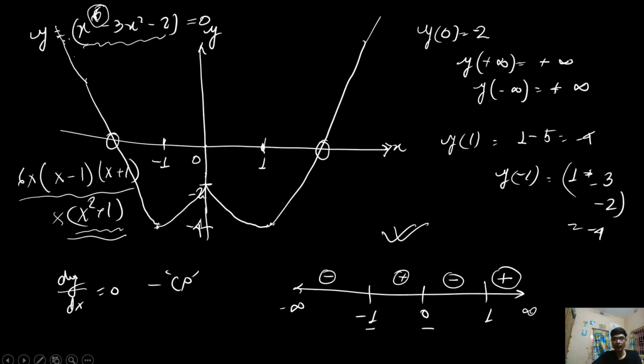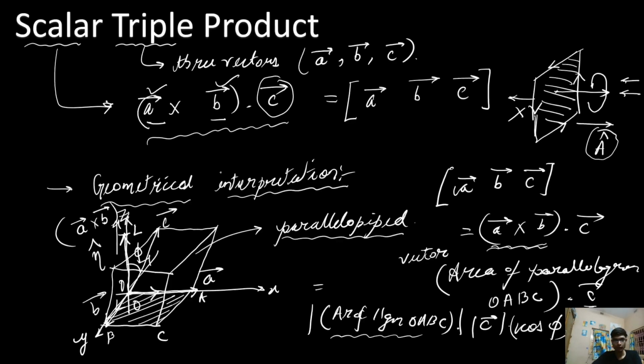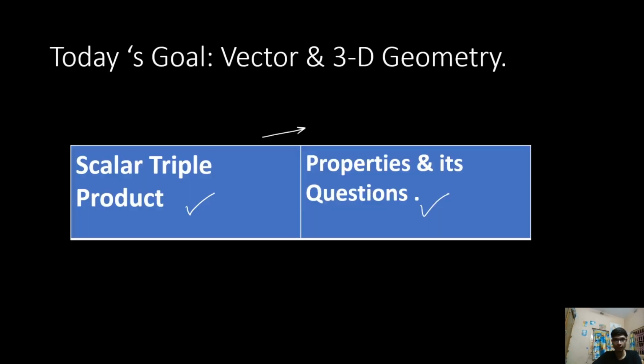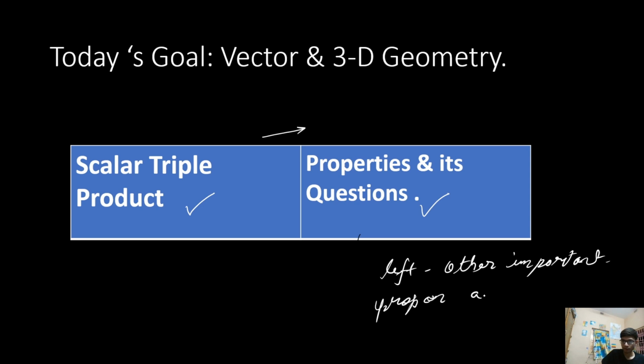So with this we come to the end of all the topics. I am left only with discussing the remaining important properties. What is left in today's lecture is the other important properties of the box product, or scalar triple product. And simultaneously we will start with the topic of vector triple product in the next class. I hope this discussion is clear.